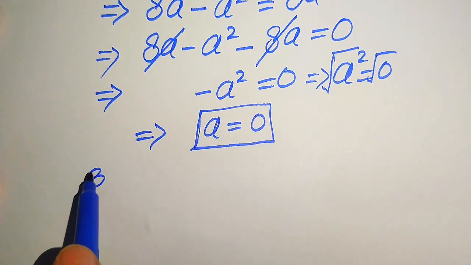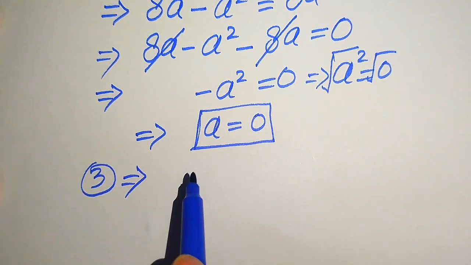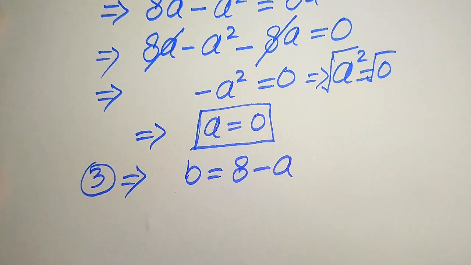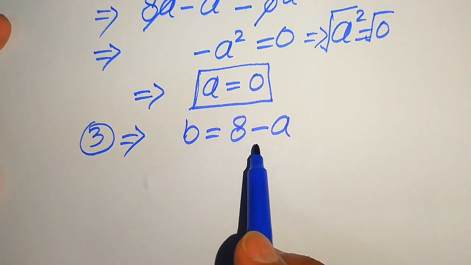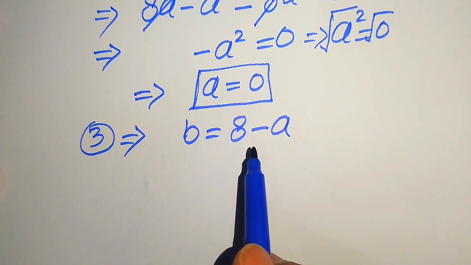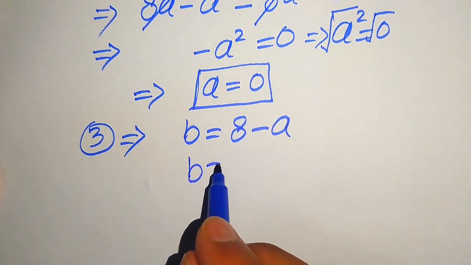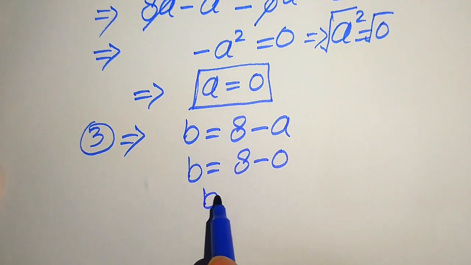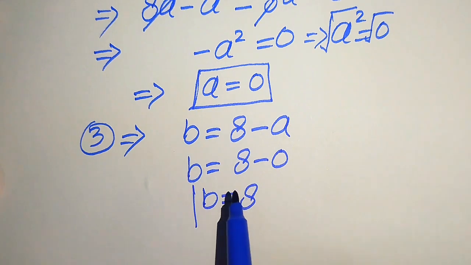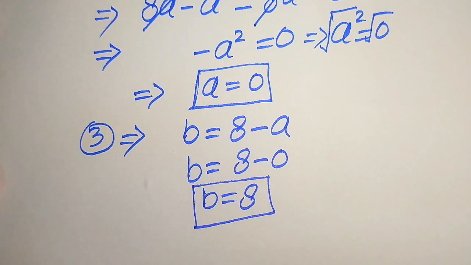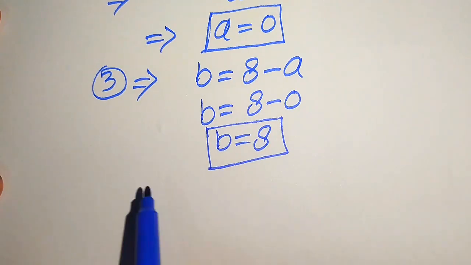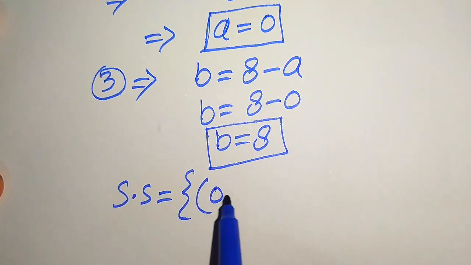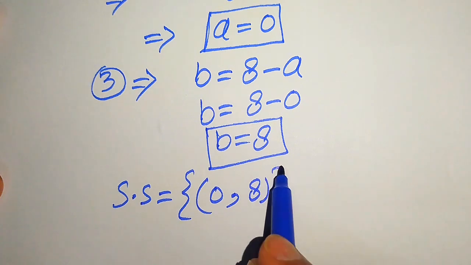So equation number 3 implies that we first copy down equation number 3 here. It is b equals 8 minus a. So we put this value of a in this equation, and we easily get the value of b. So we get b equals 8 minus 0, and 8 minus 0 equals 8. So this is the value of b. So the solution set of the given question is 0 and 8.